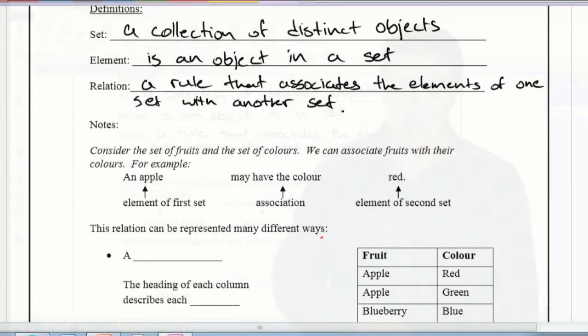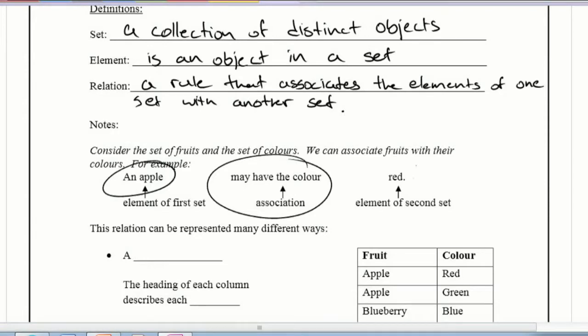So we can represent relations in different ways, and I think we look at 3 different ways. The first way we're going to represent a relation. Remember, a relation is a rule that associates the elements of one set with another. So in this case, our relation is "may have the color."